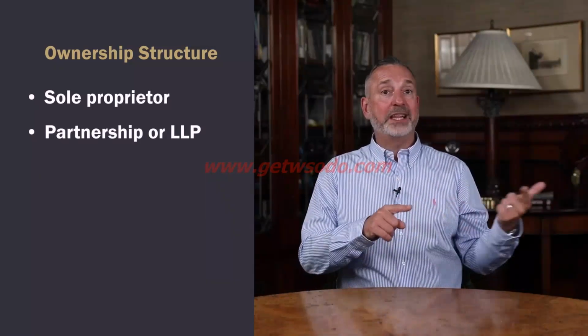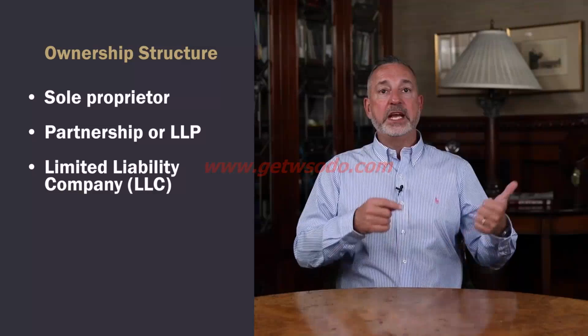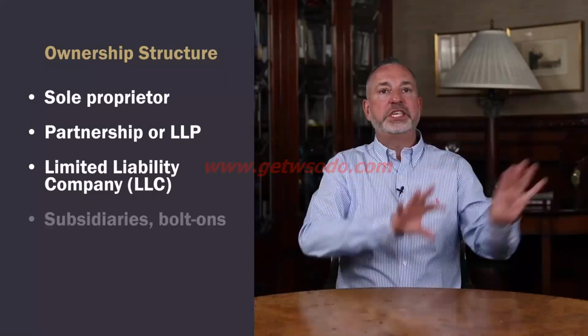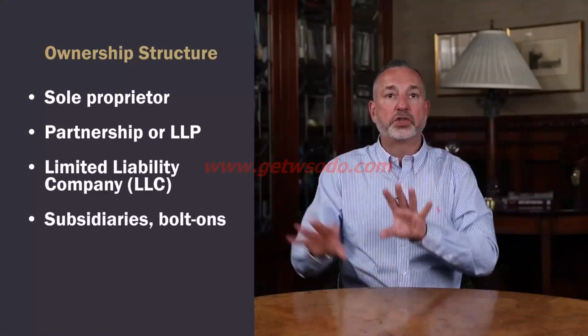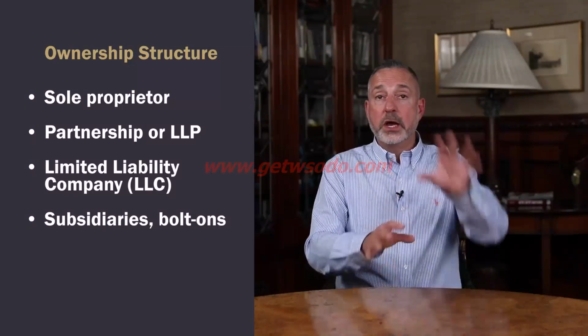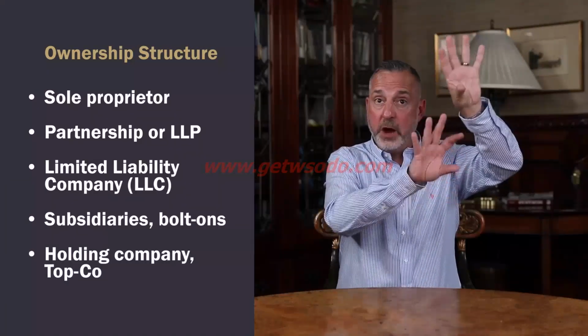So first, before we get to the numbers, you want to understand the ownership structure. Now, you're probably going to know some of this already from your basic search work, but you'll want confirmation from the owner as to how the business is legally formed. Is it a sole trader? Is it a partnership or an LLP? Is it a limited company? Is it an LLC, C Corp, S Corp? And does the business have subsidiaries, say previous bolt-ons or acquisitions? And also, is the business that you're looking at owned by a holding company or a topco, as we often refer to it?